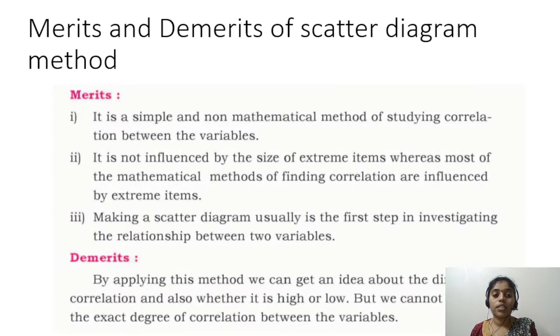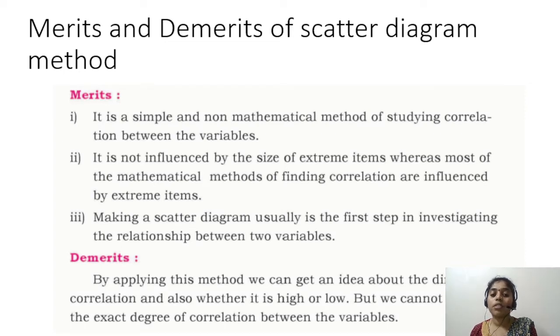So next are the merits and demerits of this scatter diagram. What are the merits? It is a simple and non-mathematical method of studying the correlation between the variables. Second, it is not influenced by the size of the extreme items, whereas most of the mathematical methods of finding the correlation are influenced by the extreme points. Third, making a scatter diagram is usually the first step in investigating the relationship between two variables.